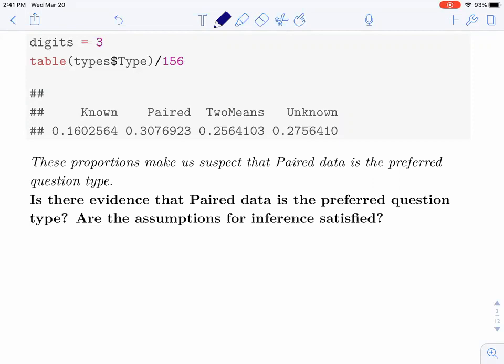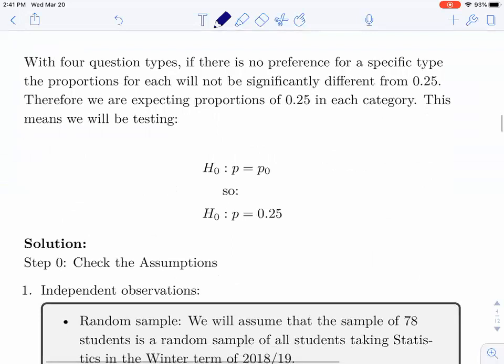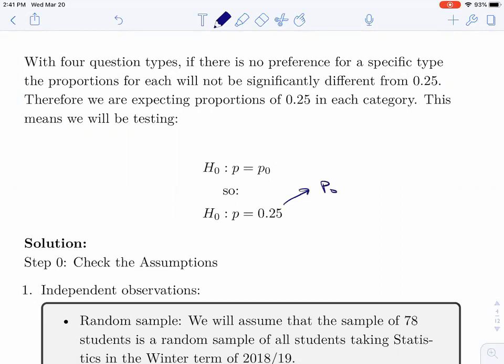But that's kind of a common trick that we use: for our null hypothesis, if all these proportions are the same or essentially the same, then we would expect to see 0.25, 0.25, 0.25. And I've got that summarized in your notes. Our null hypothesis is that P is equal to P naught, where we replace P naught with 0.25. So all I'm saying here is that P naught is 0.25.